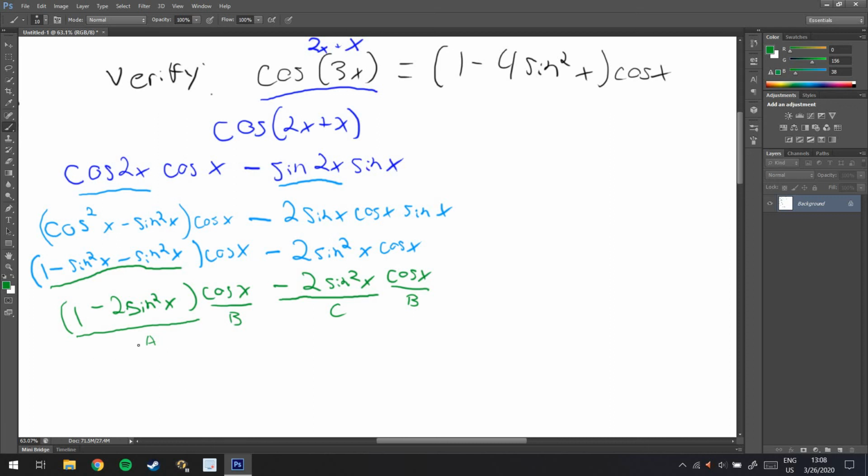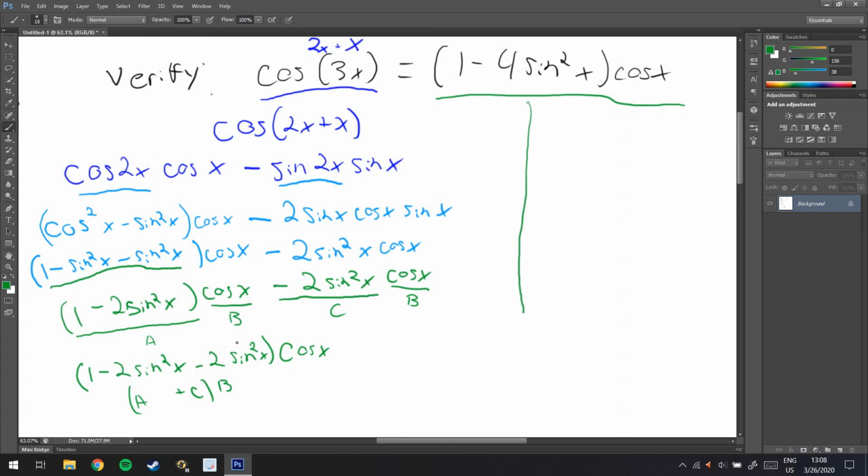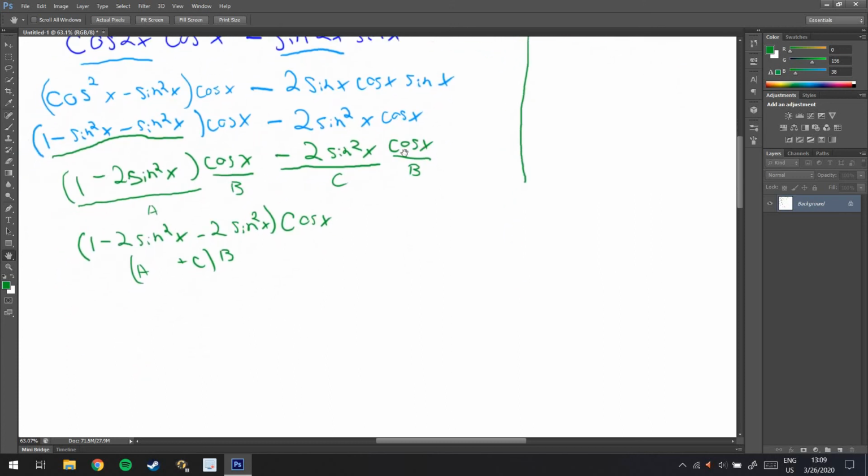So I can factor that out. That's going to give me, I'm going to start with my inside, so A, so 1 minus 2 sine squared x, and then plus C, which is a minus 2 sine squared x, so this is A plus C all times B, and then my like term is cosine of x. So now we're starting to see something that looks pretty much like what we need. Right, we're bringing this down because I can combine my like terms. Sorry, not like term, common factor. B is a common factor, not a like term.